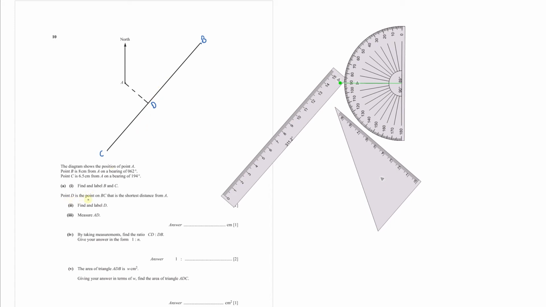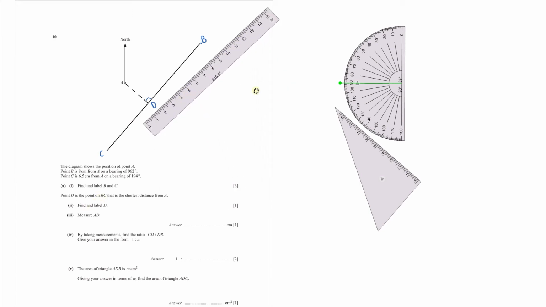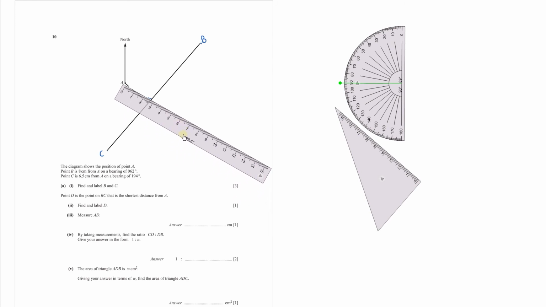So point D is the point on BC that is the shortest distance from A. So this point here, D, is the shortest distance from A because this angle here is 90 degrees. The next part is to measure the length AD. So let's measure it using our ruler here.